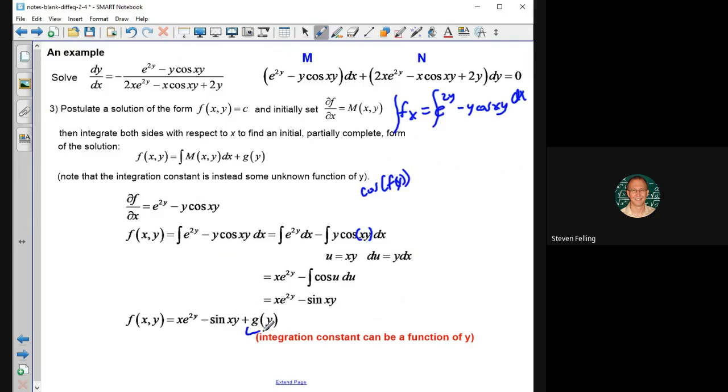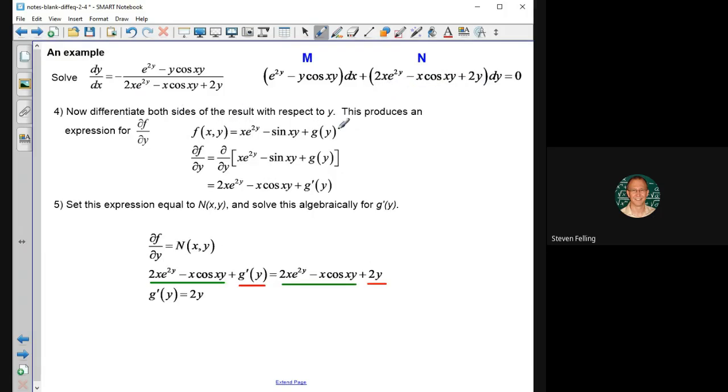But this integration constant could be a function of y, just like it was in the potential function. So the next step is we're going to have to take the partial derivative of all of this with respect to y, both sides, and then force that to be equal to N. So we'll take the partial derivative of the result with respect to y. The x stays there as a constant. The derivative here is e to the 2y times the derivative of the inside, which is 2.